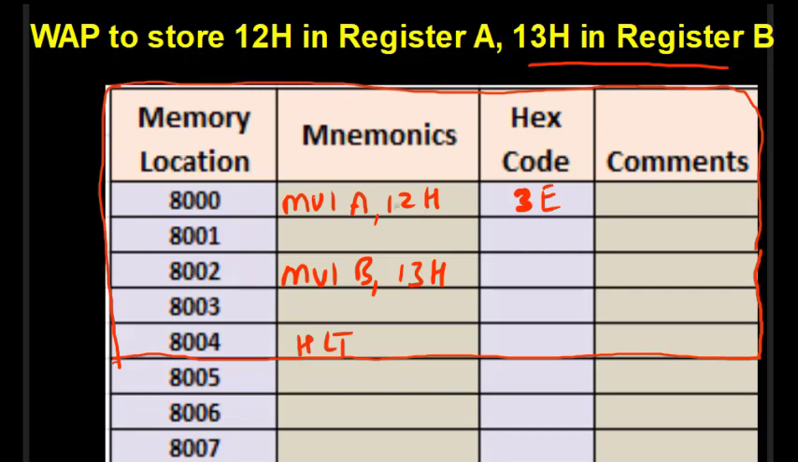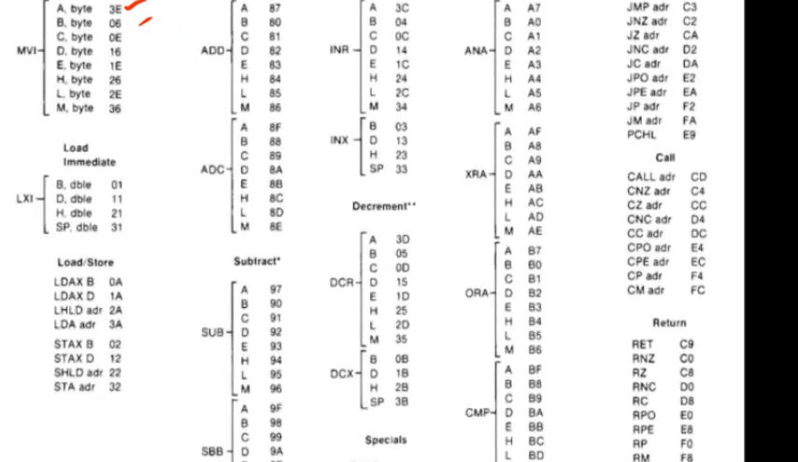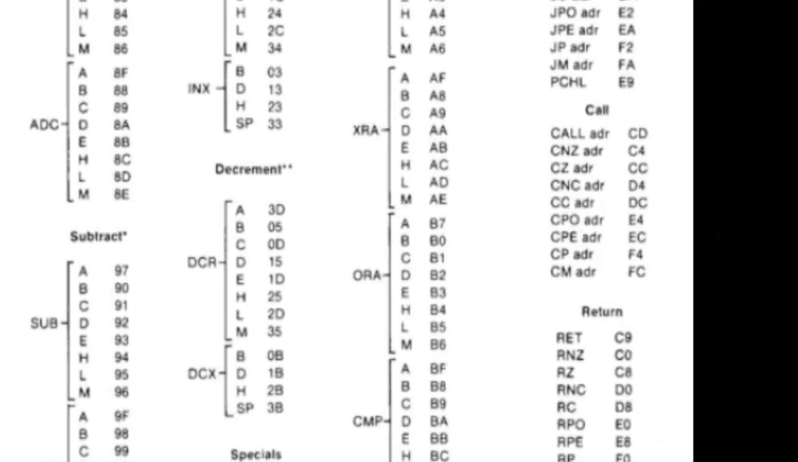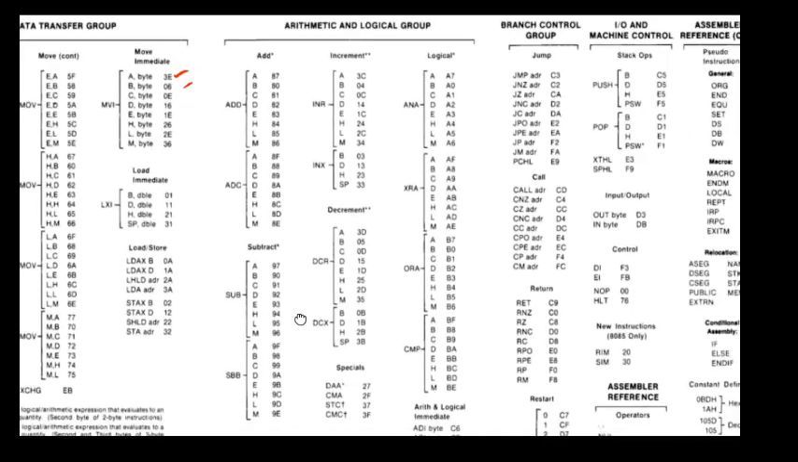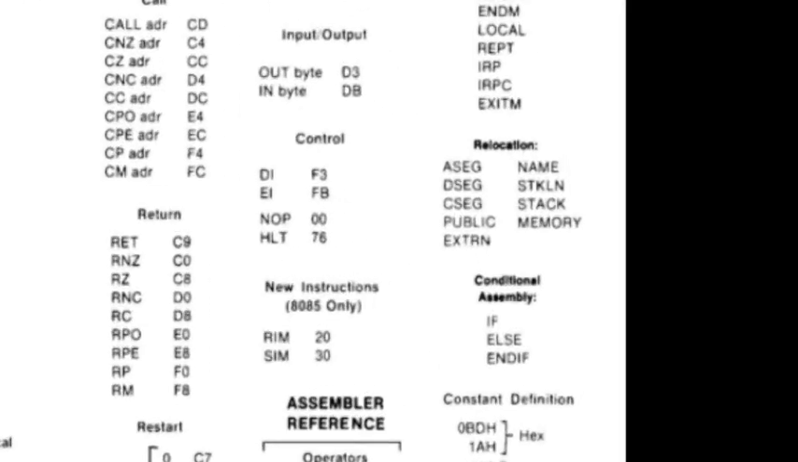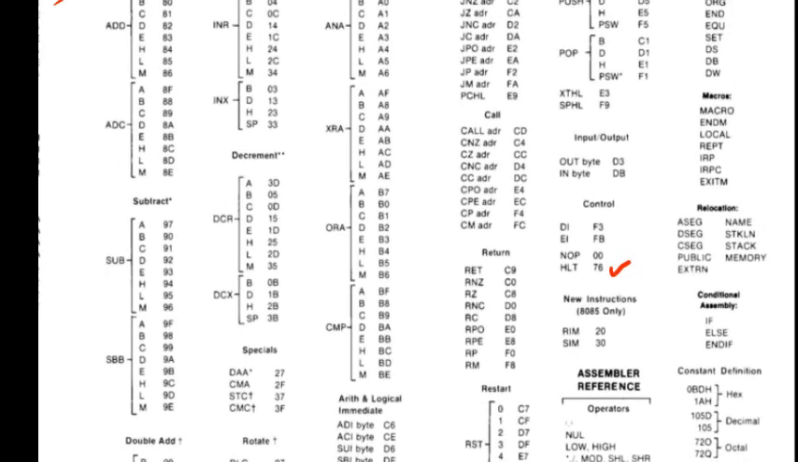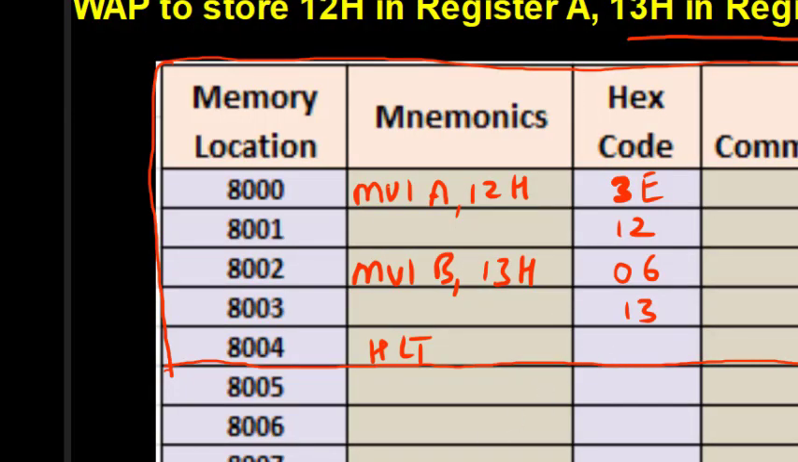So 3E, then 12, because the next data is 12, so we write 12 here. Now MVI B is 06, the code for MVI. So the MVI code will come here, and next the data is 13. Now for halt, HLT is actually 76. We can find HLT here. It comes under the control operations. You can see HLT is 76. So we enter HLT here. Okay, this is the code for HLT.